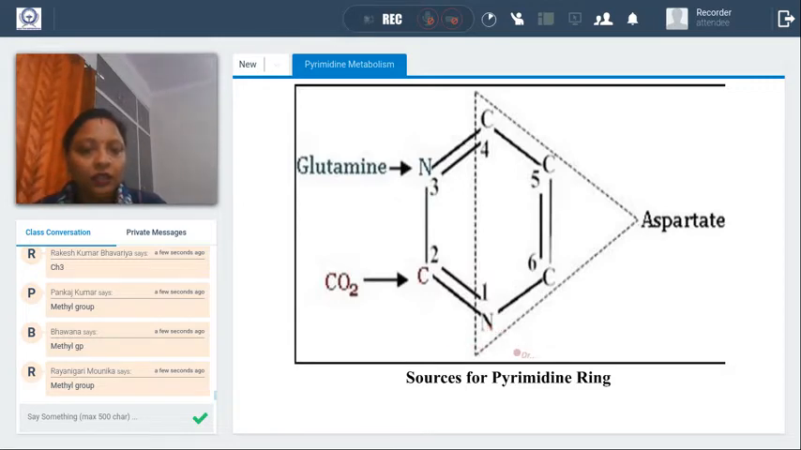This is the diagram which clears the sources of pyrimidine ring.